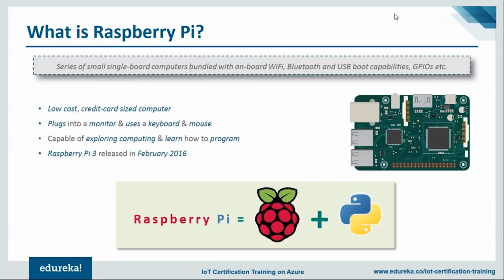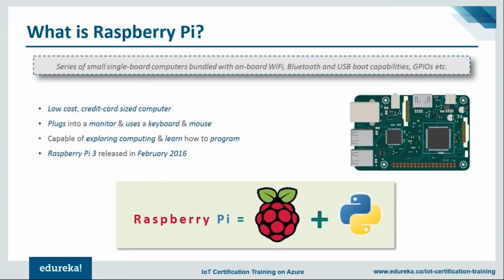As per the definition, Raspberry Pi is a series of small single board computers which have additional features such as Bluetooth, Wi-Fi, USB capabilities, general input output ports and so forth. It is a very small, low cost, credit card sized computer which can be plugged into any monitor, and you can include a keyboard and mouse, and it increases the opportunity for people to explore, learn, and understand how to program as well.